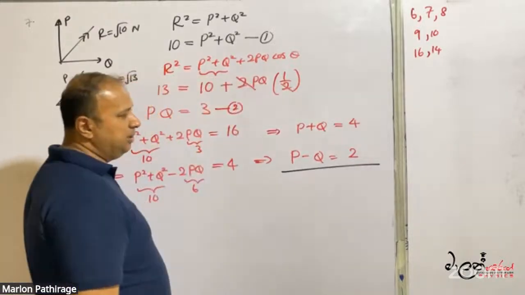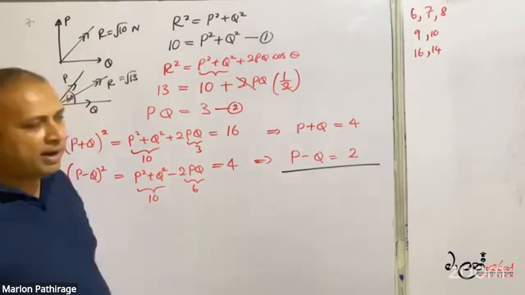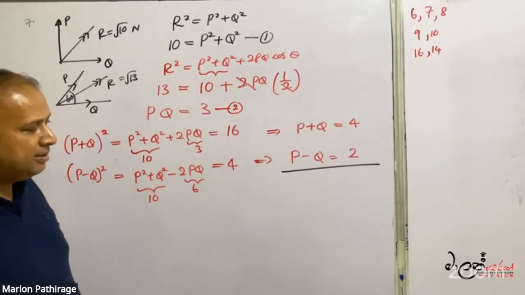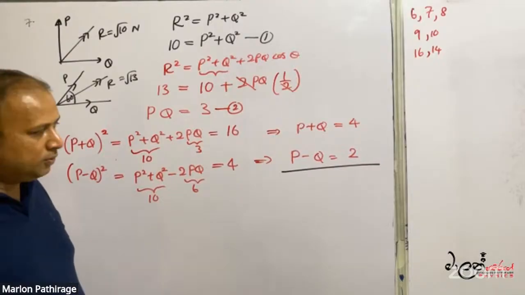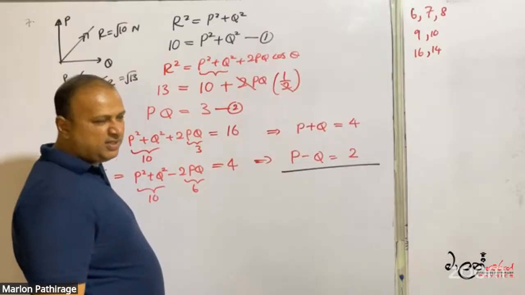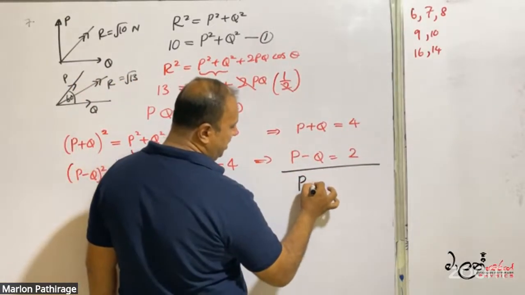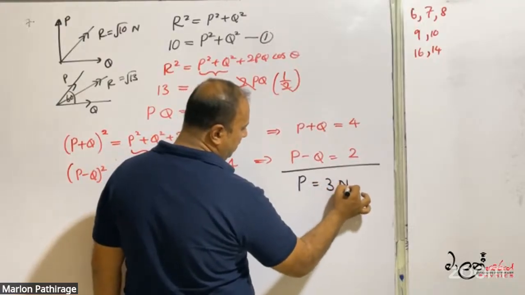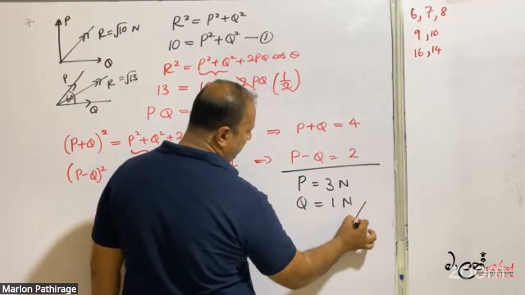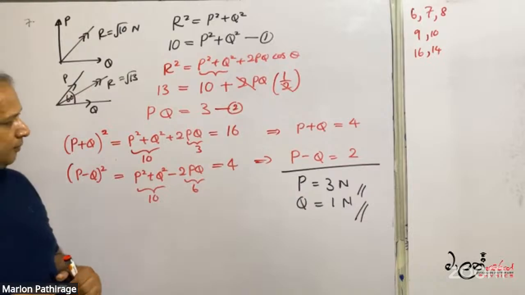So if you consider these two equations and add them, P plus Q is equal to 4 and P minus Q is equal to 2. Therefore, if you add them, 2P is equal to 6. That means P is equal to 3 Newton, so Q is equal to 1 Newton.